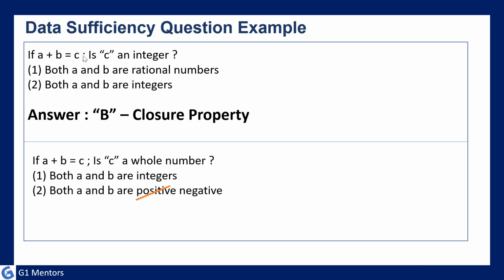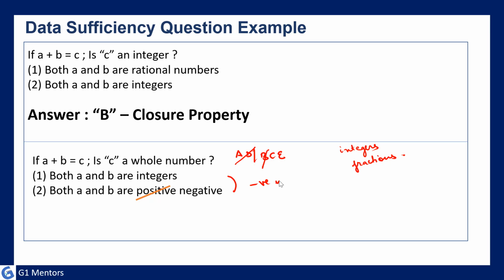Now let's see a variation of the question. The question is the same: if a plus b is equal to c, is c a whole number? Here, instead of positive, we are saying negative. So now let's try to solve this question, A, D, B, C, E. The first statement is not sufficient, as we discussed earlier. Now statement 2 alone: both a and b are negative. Both can be integers, or fractions. So option B alone is not sufficient to answer. Now let's see both together.